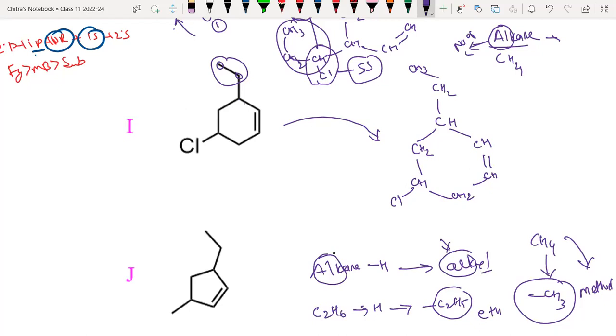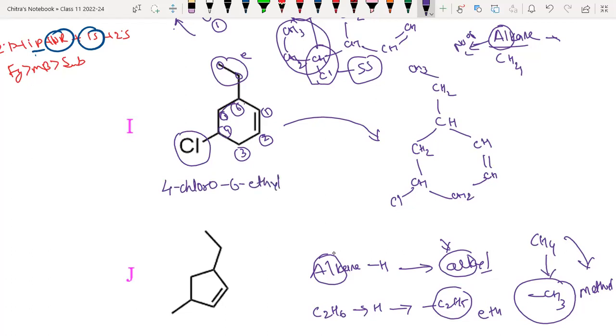Okay, so that starts from E. So we have to count the numbers from here. So carbon number 1, 2, 3, 4, 5, and 6. So we have to write the name of chlorine first, because in alphabetical order chlorine comes before E, and its position is 4. So it is 4-chloro. For ethyl it is on 6. So it is 6-ethyl. If we have 2 carbons, it is ethyl.